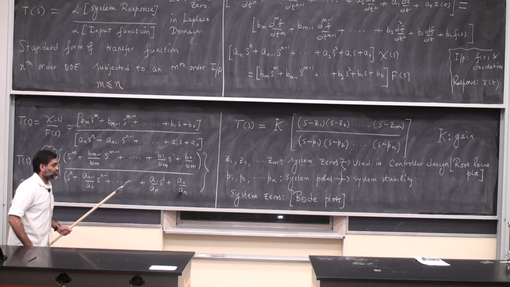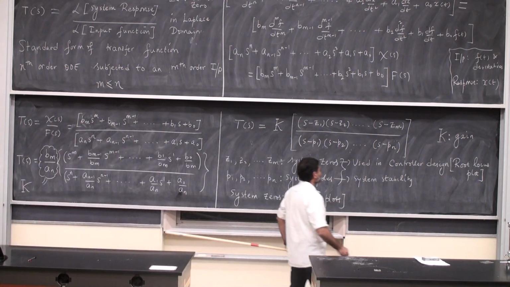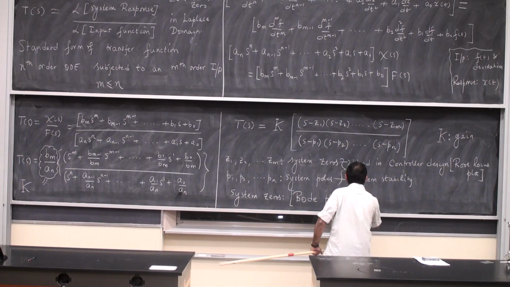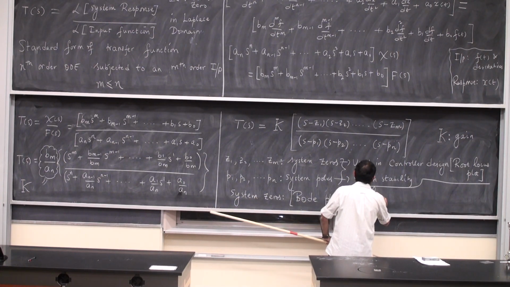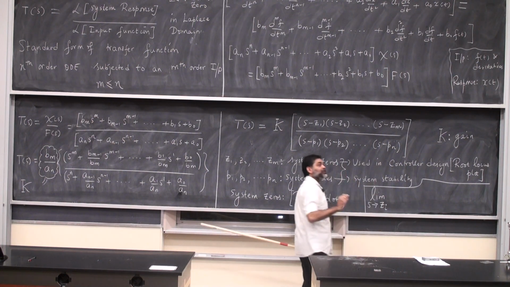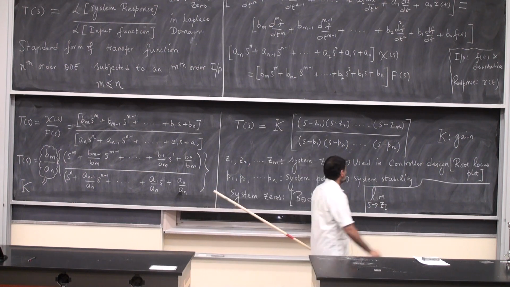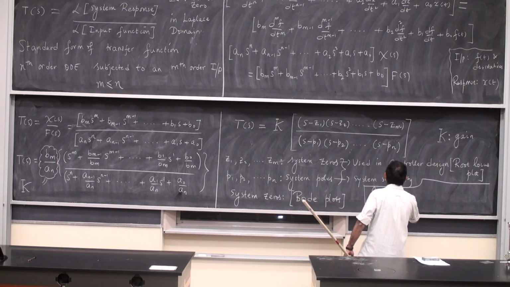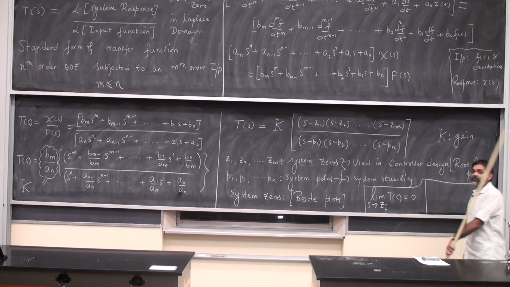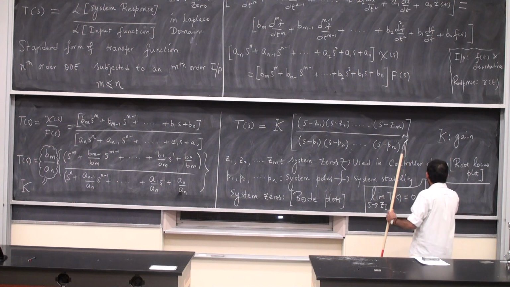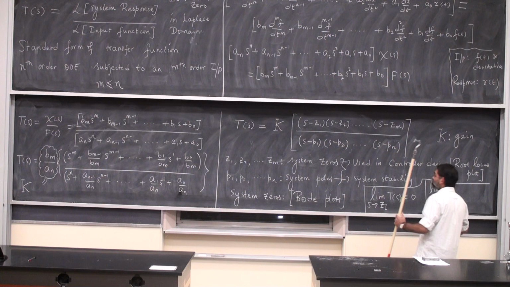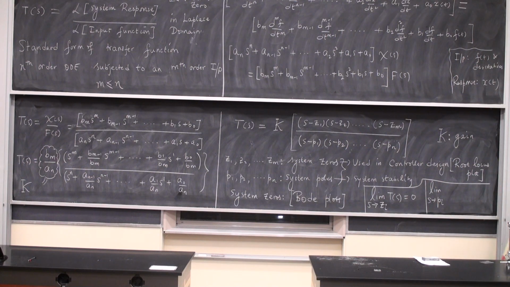Okay? So perhaps I should write this down here somewhere. So in the limit of S tending to one of the zeros of the system, the transfer function becomes equal to 0. So this is a very nice generic succinct way of capturing it. And then in the limit of S tending to one of the pole values, the system transfer function becomes infinite.